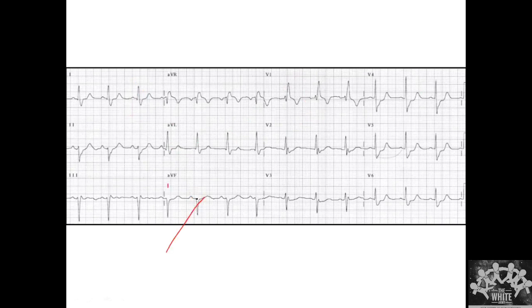Imagine there is a left axis deviation. When you have a left axis deviation, the maximum deflection should be in lead AVL. The R wave should be maximum here. Exactly opposite, the maximum negative deflection should be in lead 3. That is what we have here, so there is a coexisting left anterior hemiblock. Okay, so that is about hemiblock.